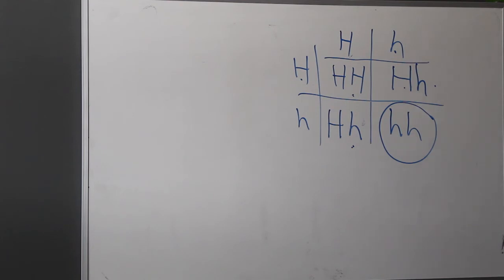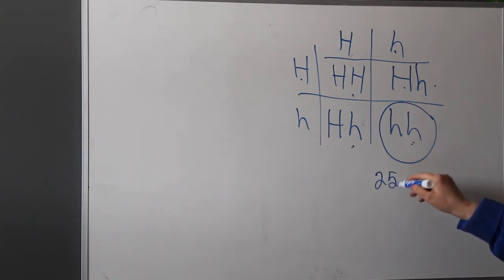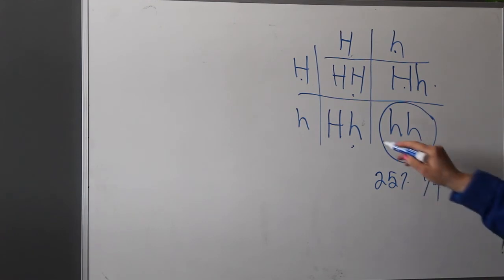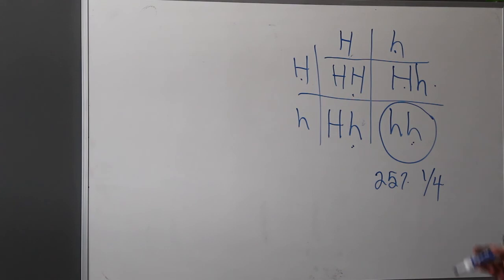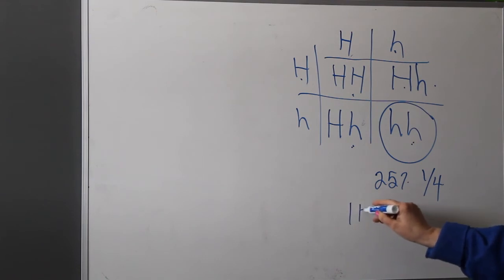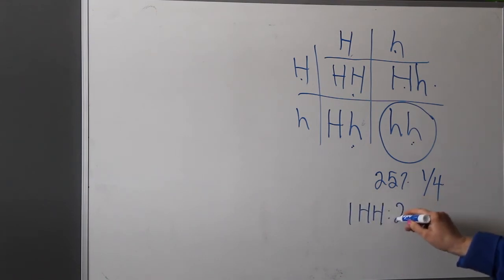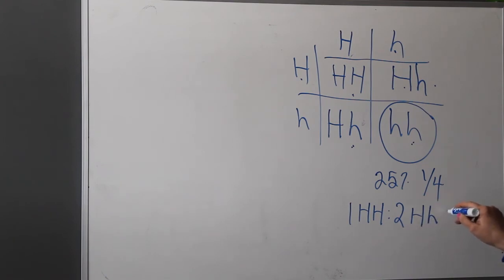So if you were asked a question like, what percentage of their offspring would have the condition, then the answer is going to be 25%, 1 out of 4. If your question was, what's the phenotypic ratio, then you would say 3 healthy to 1 affected. If you were asked for the genotypic ratio, you would say 1 would be homozygous dominant, 2 would be heterozygous, and 1 would be homozygous recessive.